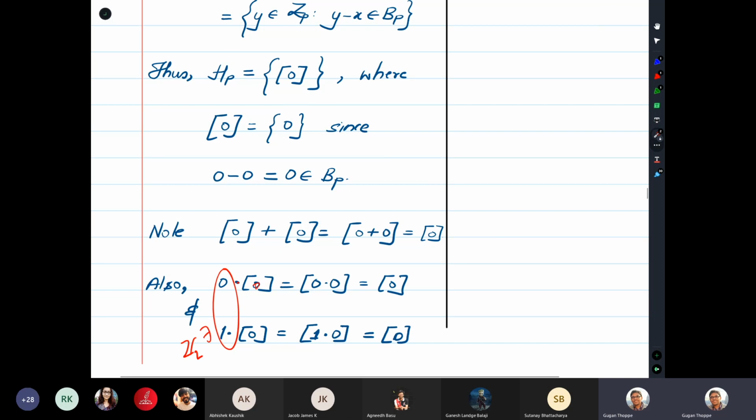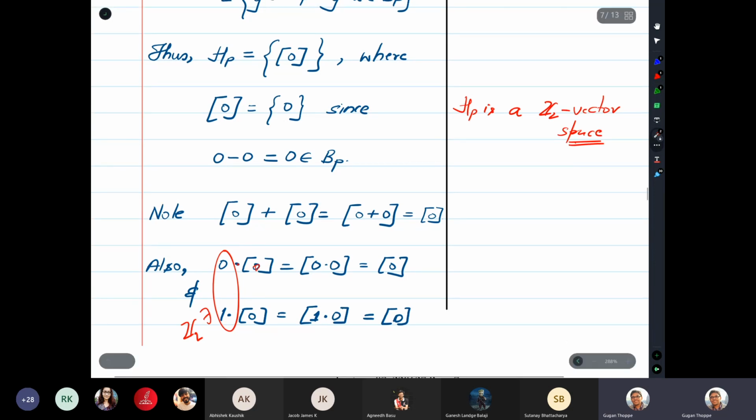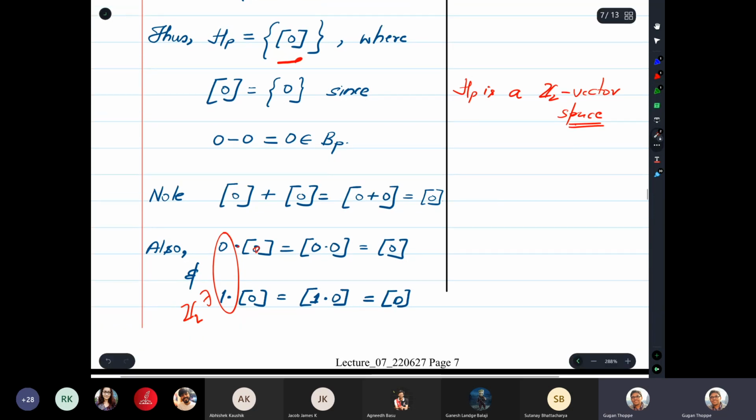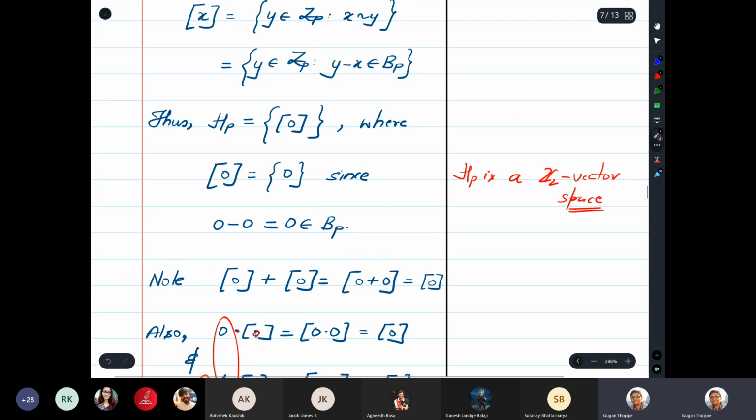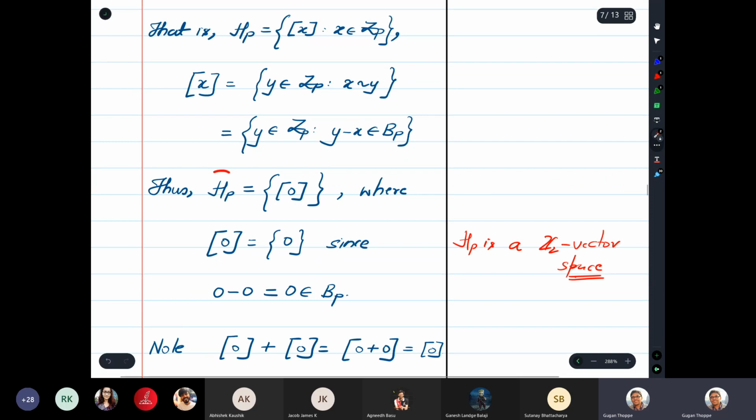Okay, so in that sense, you can see that HP is a Z2 vector space. By that I mean that it is a vector space over the field Z2, right? It only includes this element, and you can see that it behaves like an additive identity. So HP can be viewed as a trivial vector space because it only includes the additive identity.